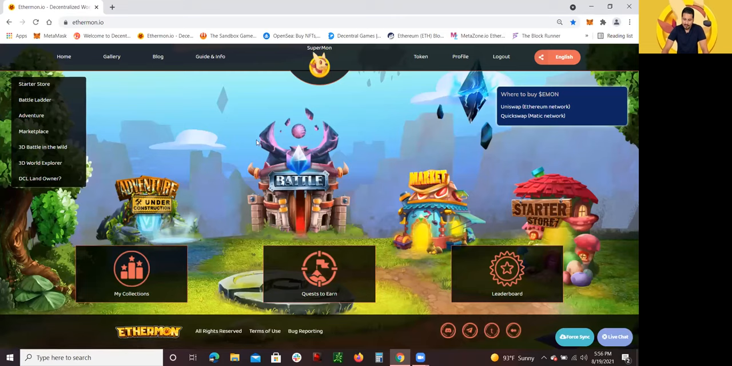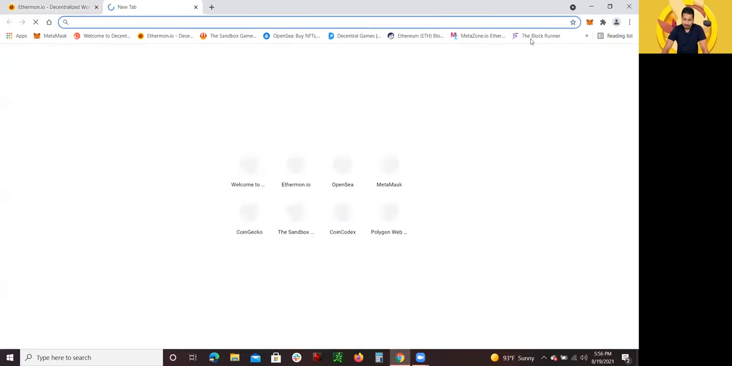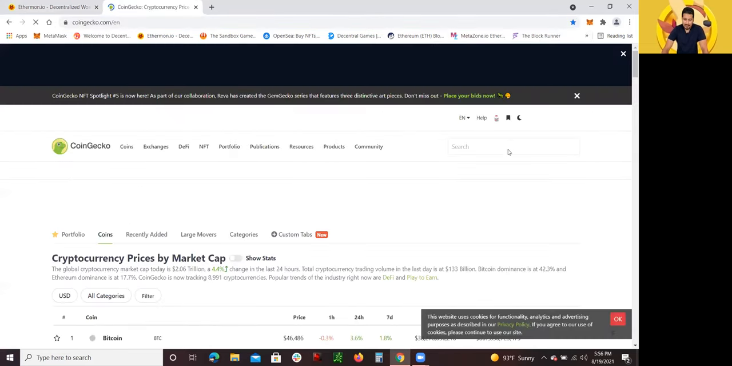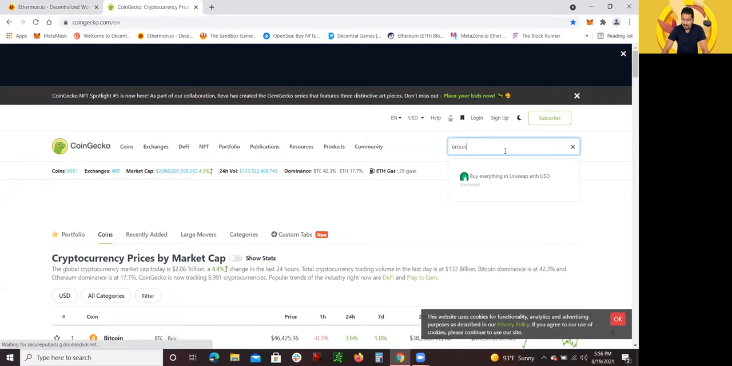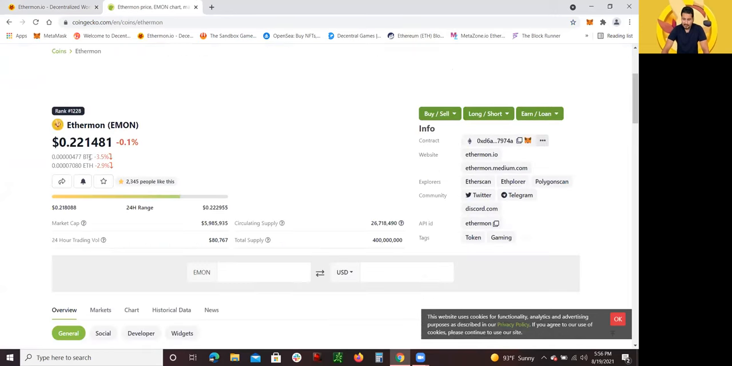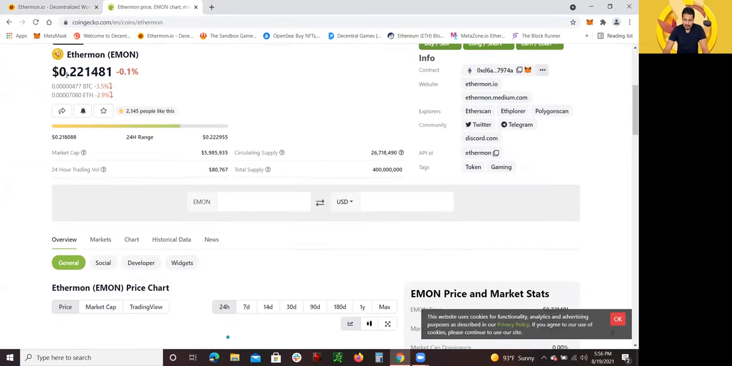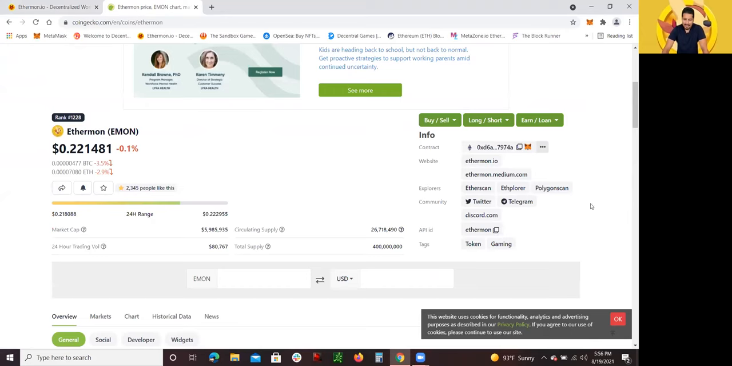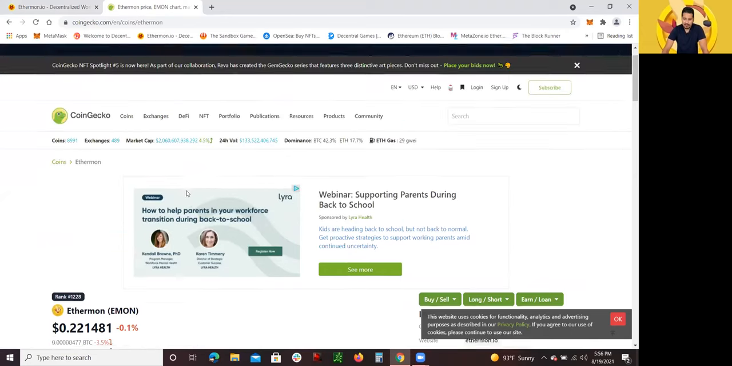Let me do that first. Now, before I do that, I want to show you guys how much EMON is worth. So if you go to CoinGecko, you type in EMON, it should come up right away. See, there it is, EMON. So EMON is worth 22 cents in US dollars. So 100 EMON should be around $22.